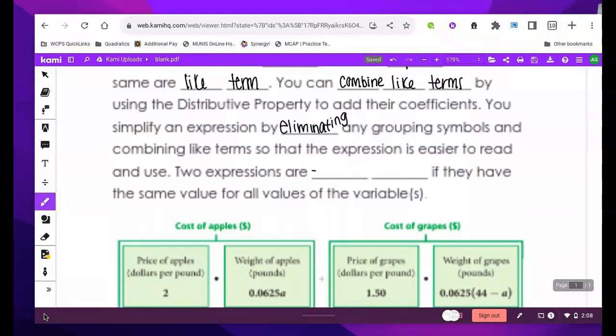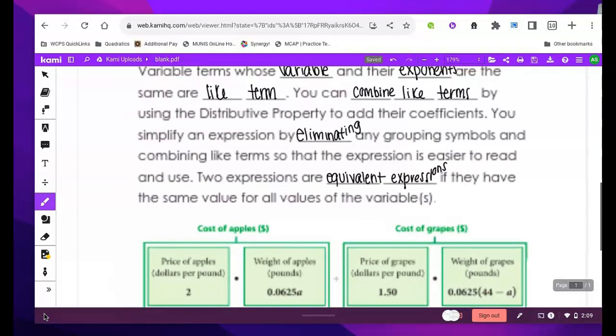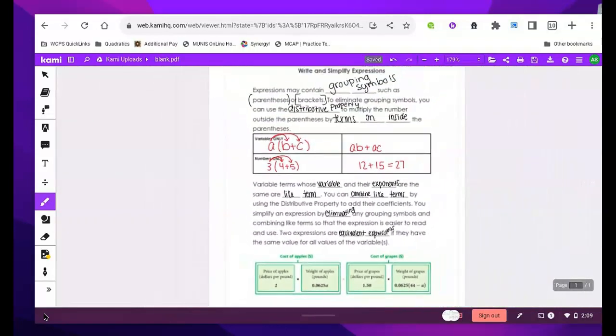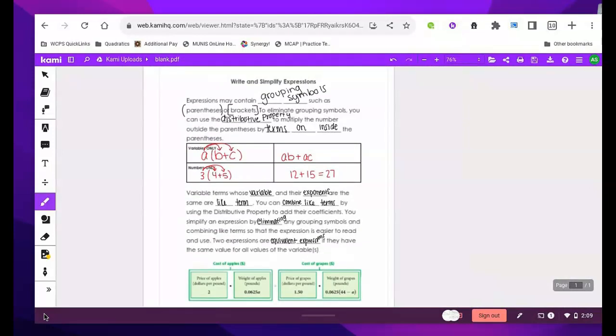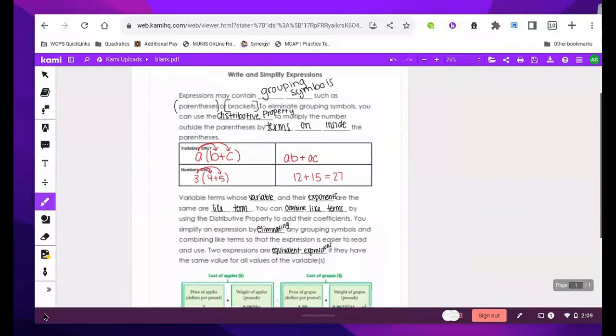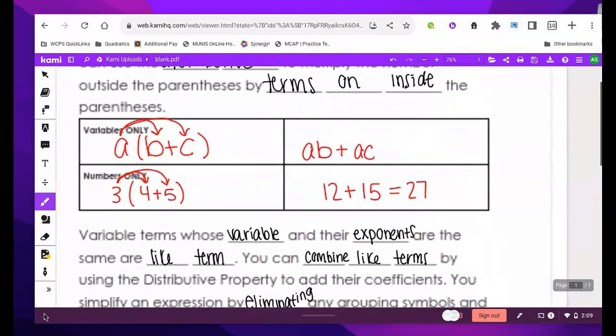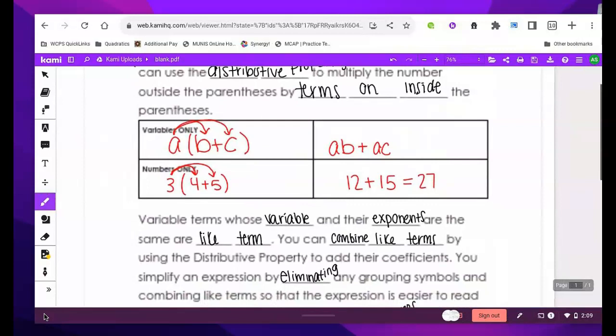Two expressions are equivalent expressions if they have the same value for all of the values of the variables. So just as a little reminder, we can use the distributive property. We take the outside term, multiply by all the inside terms, and then we can combine like terms if those terms have the same variable and the same exponent. And notice, just like this example here, 12 and 15 were like terms because neither of them had a variable.